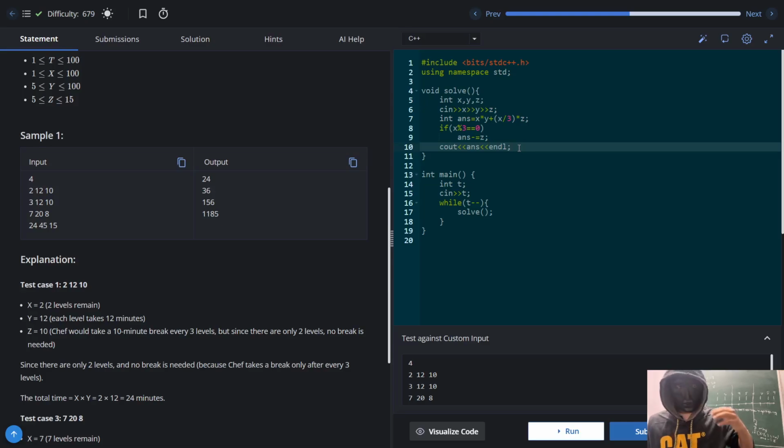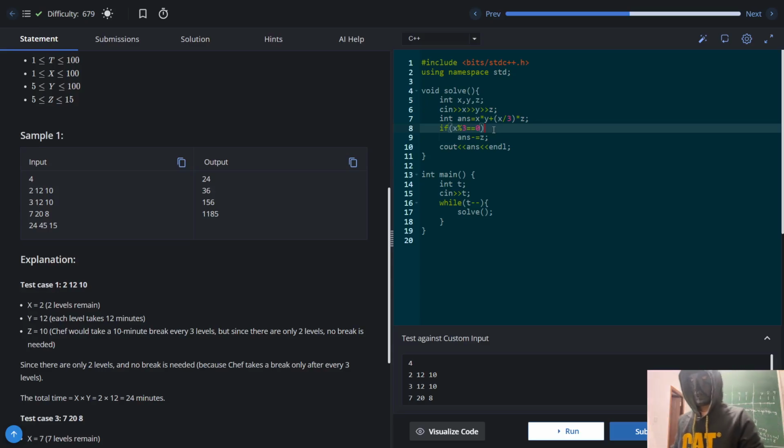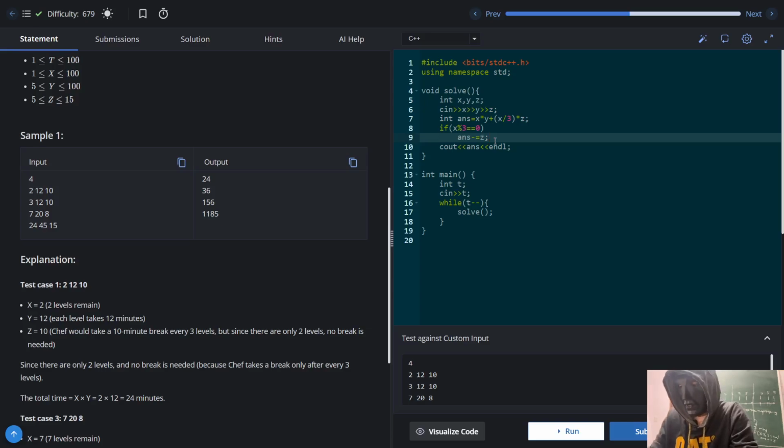So you had to understand how to derive this formula, and how to deal with the edge case wherein the number of levels is a multiple of 3. At that time, after completing the last level, in this formula he was taking rest, but it is not valid, so we'll have to subtract from the answer. I think from the explanation you guys got to know how to solve this, but if you did not understand anything, you can comment and I'll try to help you out.